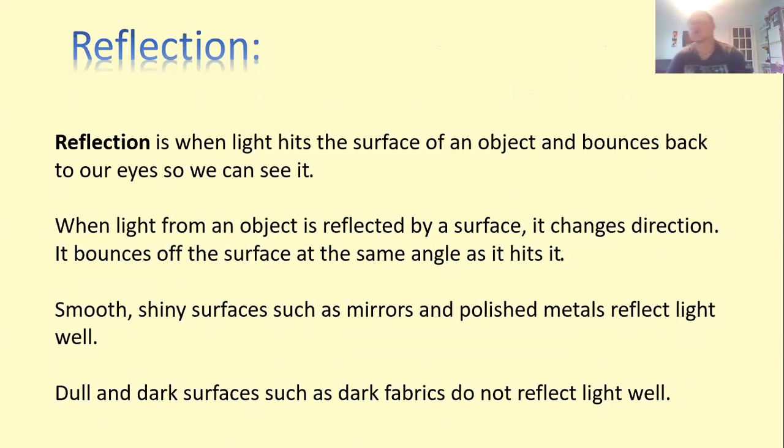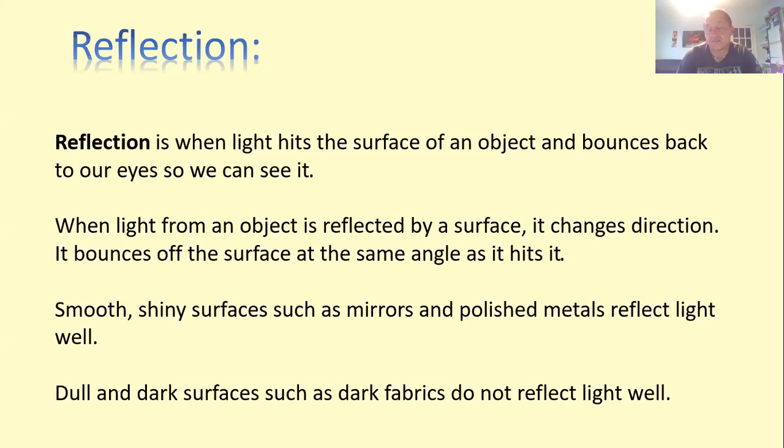And this is what I came up with. Reflection is when light hits the surface of an object and bounces back to our eyes so we can see it. When light from an object is reflected by another surface, it changes its direction. The angle that it hits that surface at is exactly the same as the angle it bounces off at. Smooth, shiny surfaces such as polished metal and mirrors are really good at reflecting light.